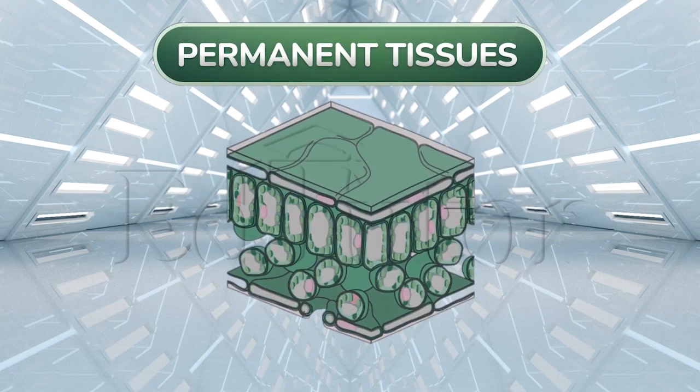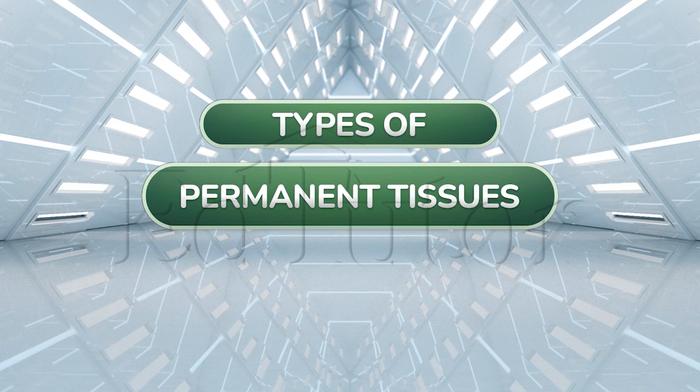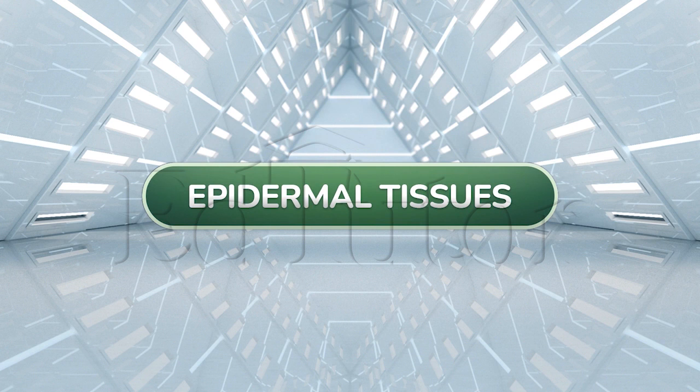This permanent tissue takes up a very specific role and loses its ability to divide. The permanent tissues are further classified into several types. Let's start with epidermal tissues.